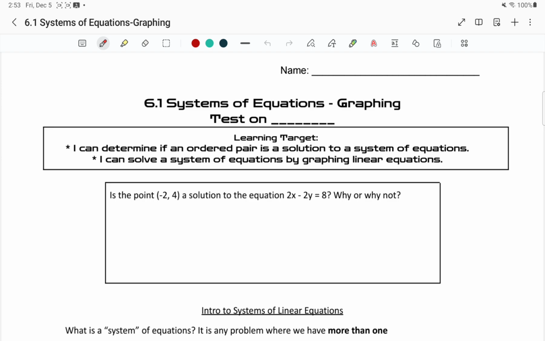So with that said, let's highlight our learning targets. I can determine if an ordered pair is a solution to a system, and I can solve a system by graphing.